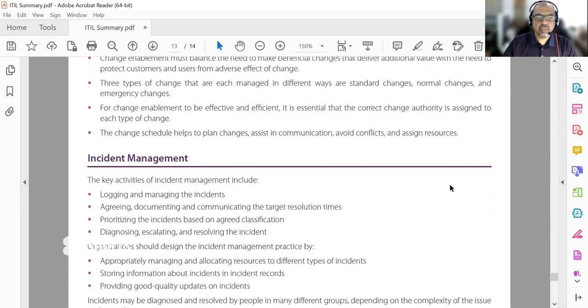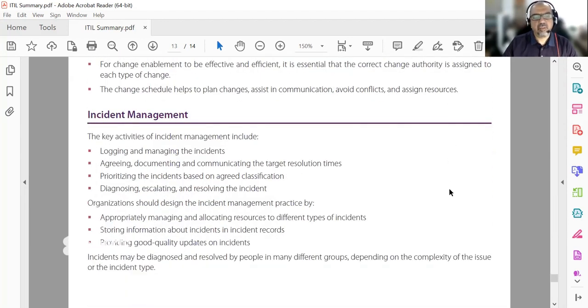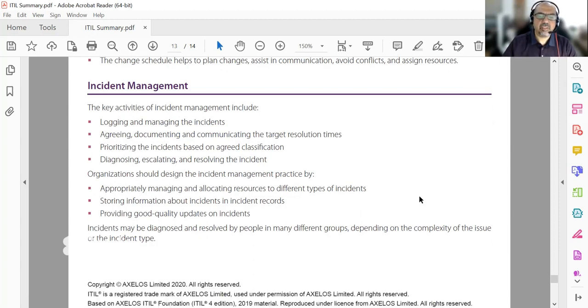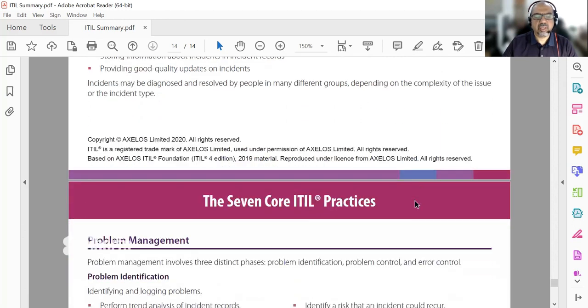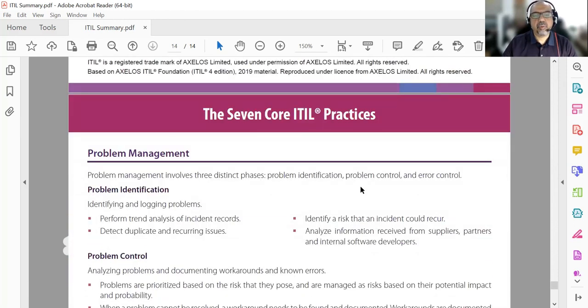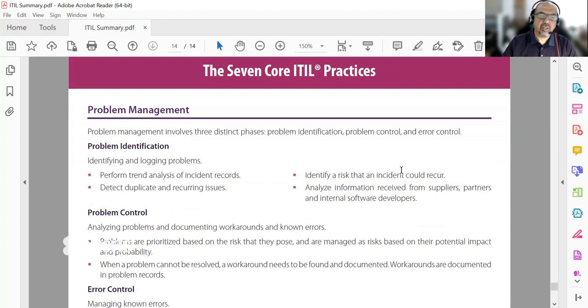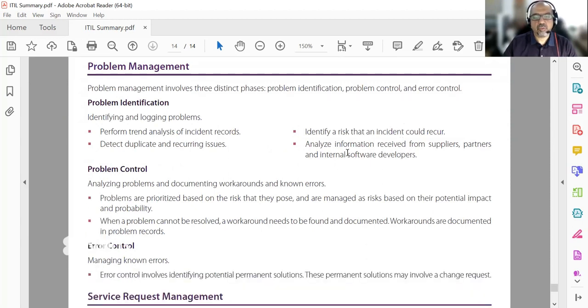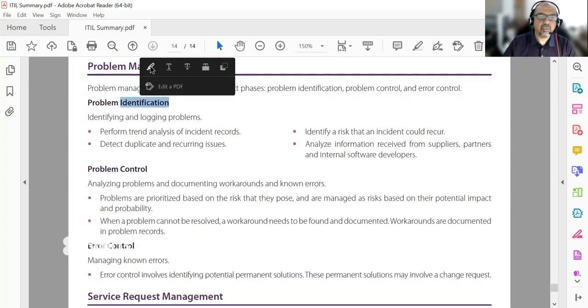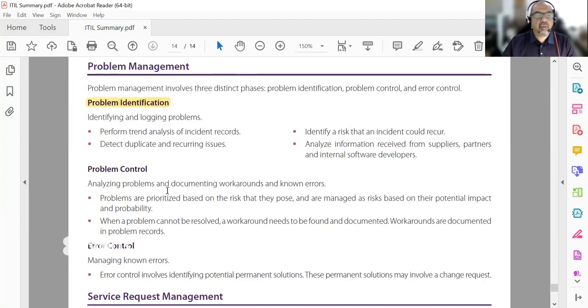We discussed these points. With incidents, we will log and manage the incidents. We will prioritize the incidents. We will categorize, so we assign to different technical teams. In problem management, as I mentioned, there are 3 phases. First one, problem identification. So here we will identify and log problems.